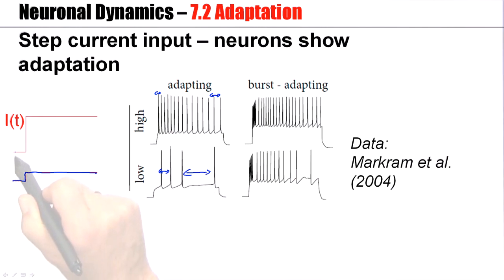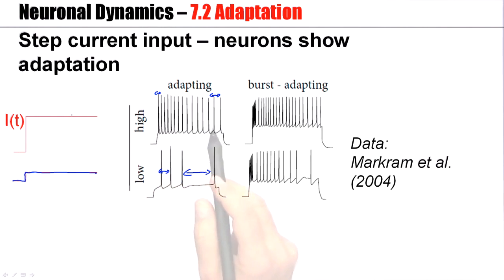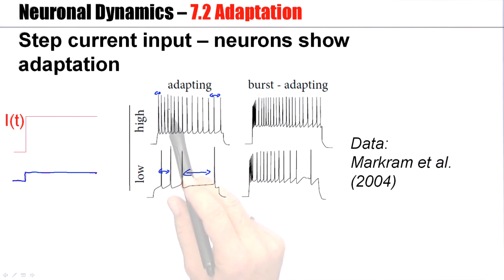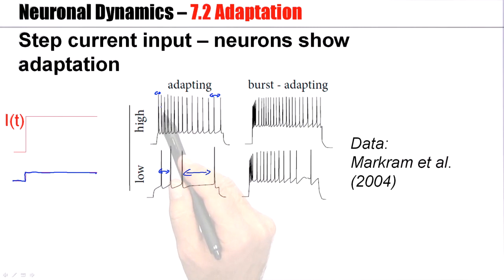If you increase the input current, the neuron is still adapting. Overall, the interspike intervals are shorter compared to the low input case, but still it's true that the final interspike interval is longer than the first one. That's adaptation. Now, some neurons show a sort of extreme form of adaptation.